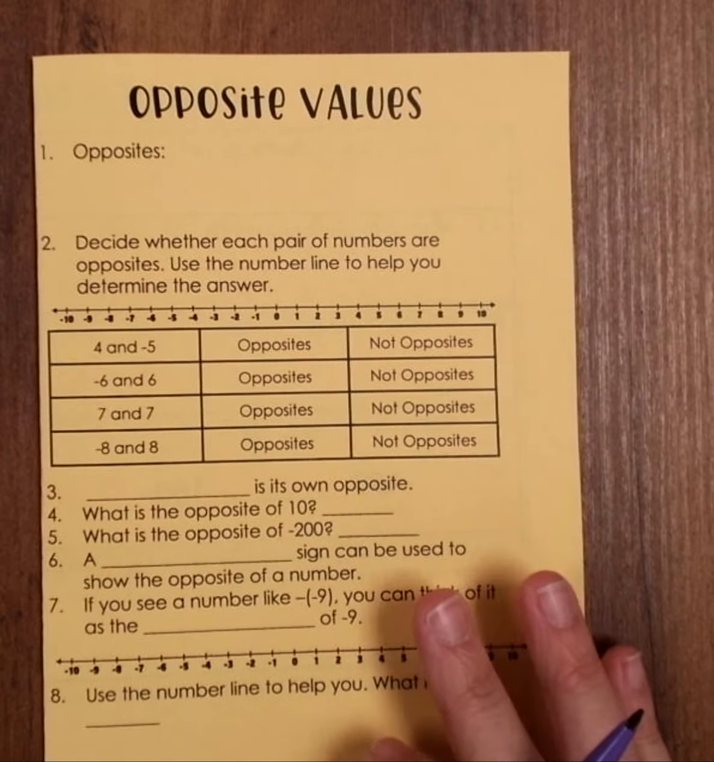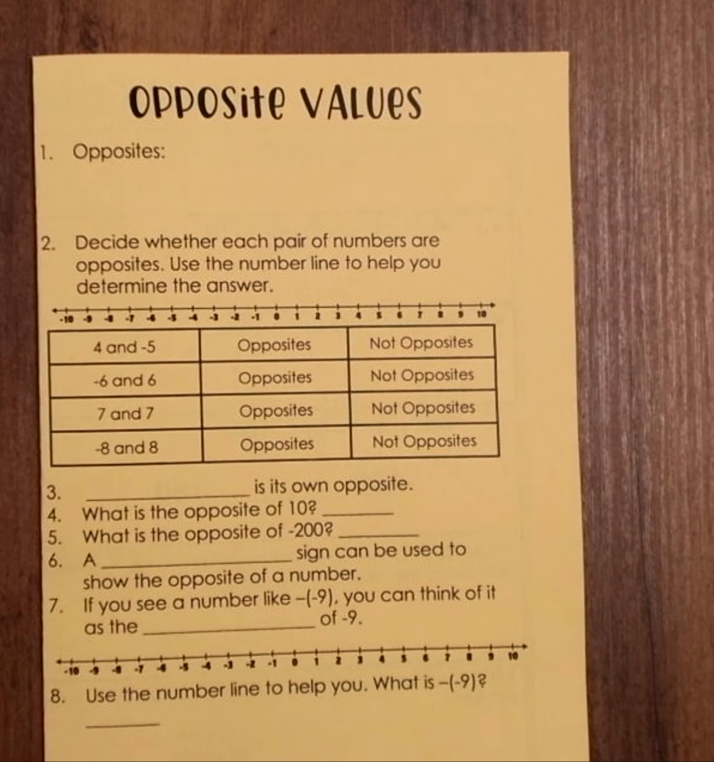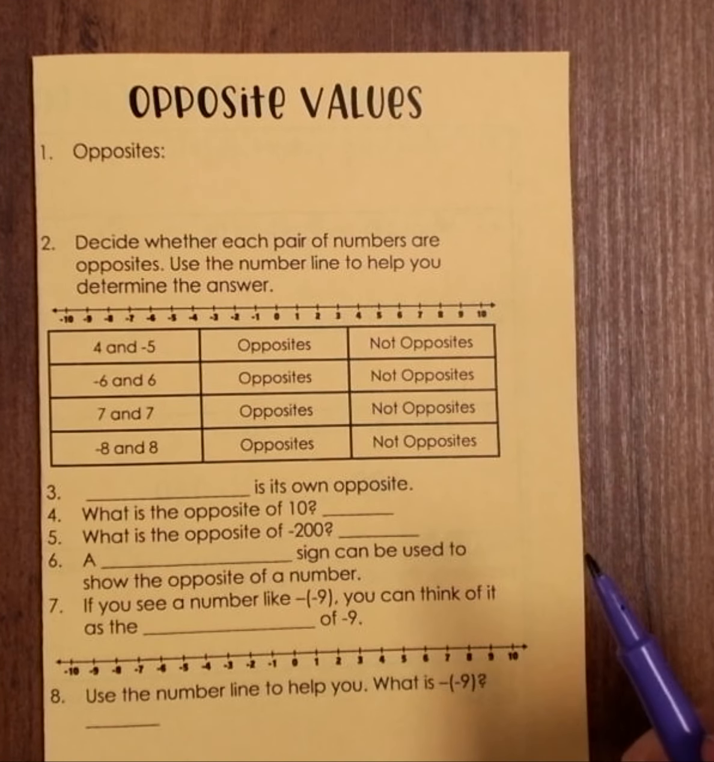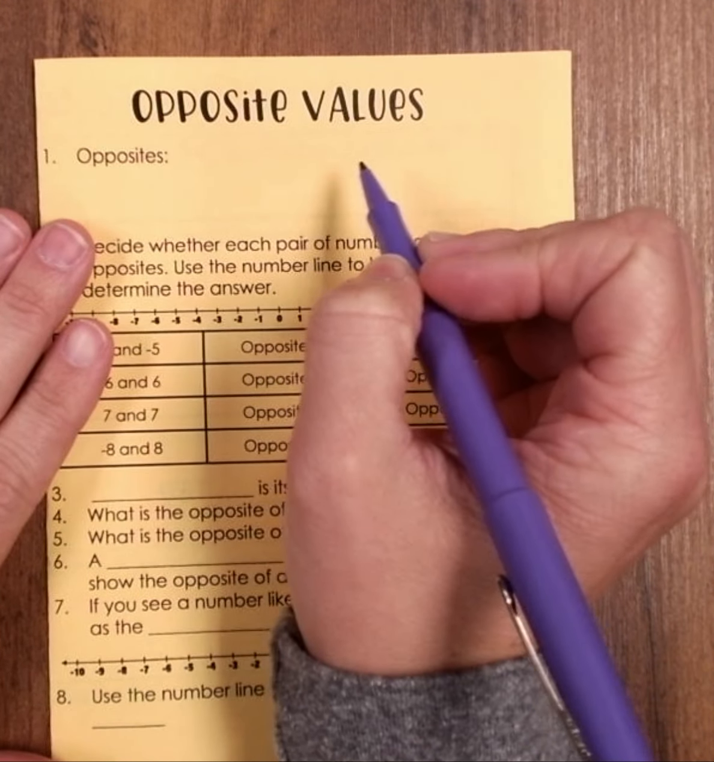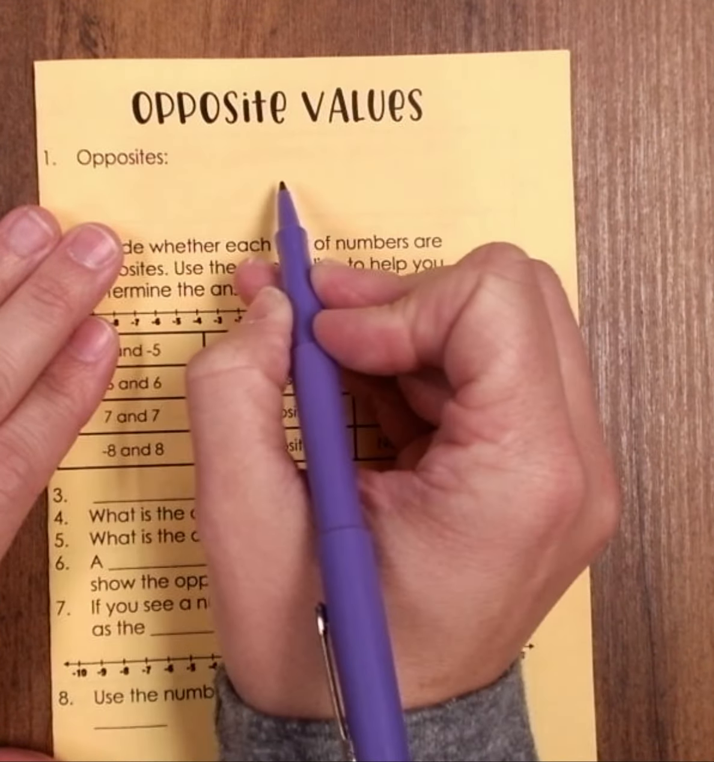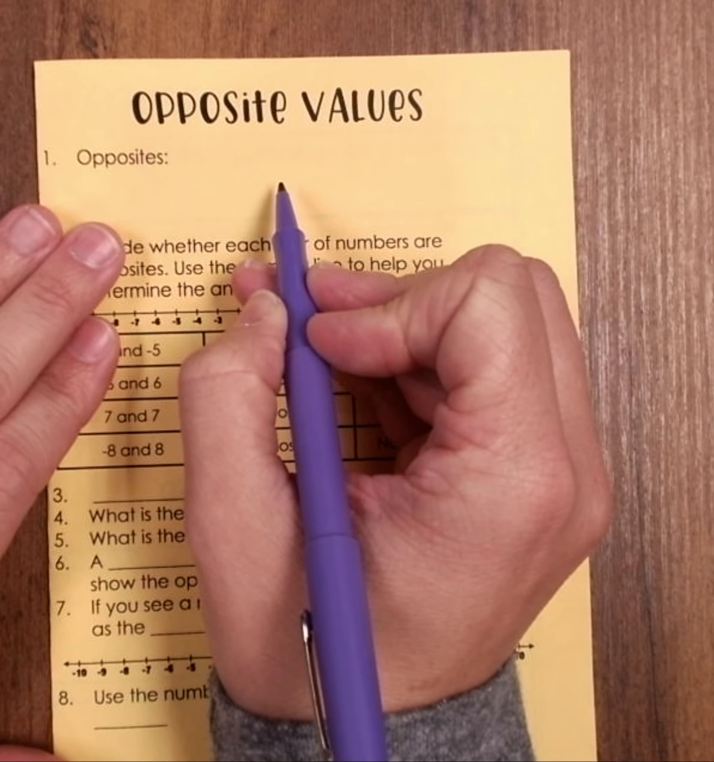And then at the very top, we are going to start with our vocabulary. So we have opposites, and we've already been talking about opposites a little bit. So we're going to just be consistent and use that same definition that we've been using. This is also on your guys' green notes from yesterday.